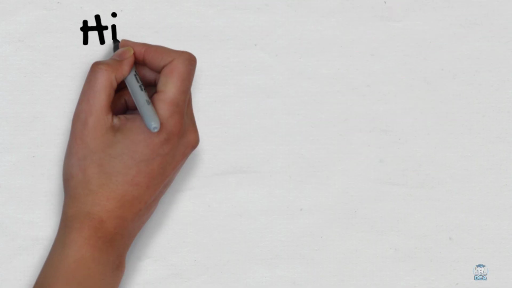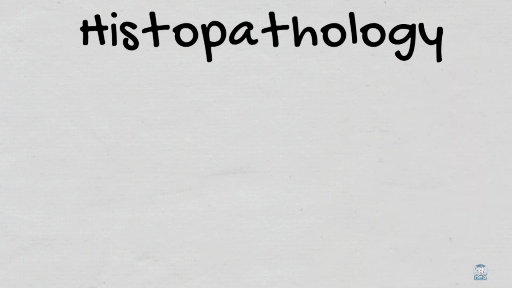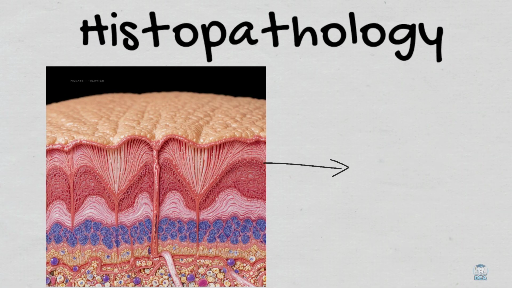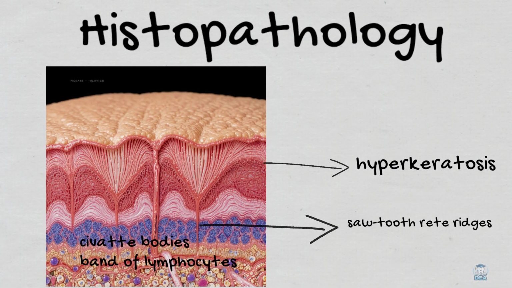Under the microscope, the diagnosis becomes even more fascinating. You'll see hyperkeratosis or parakeratosis, degeneration of the basal cell layer, sawtooth-shaped rete ridges, Civatte bodies, and a dense band of lymphocytes hugging the epithelium. That's the histological fingerprint of oral lichen planus.